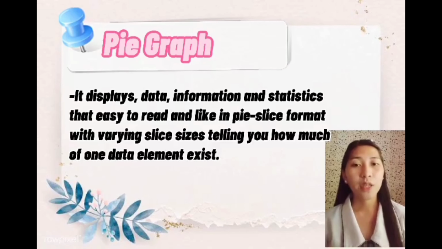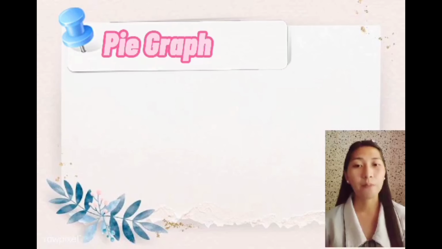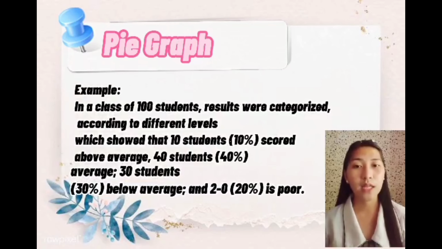So the size of the pie is determined by the percentage of students who belong in each category. For example, in a class of 100 students, results were categorized according to different levels, which showed that 10 students or 10% scored above average, 40 students or 40% is the average, 30 or 30% below average, and 20 or 20% poor. These percentages will be indicative of the size of the slices in the full circle.